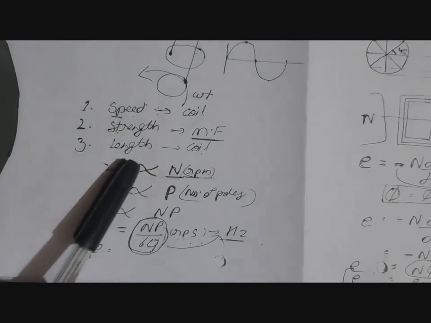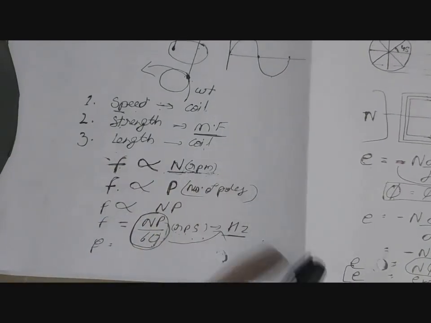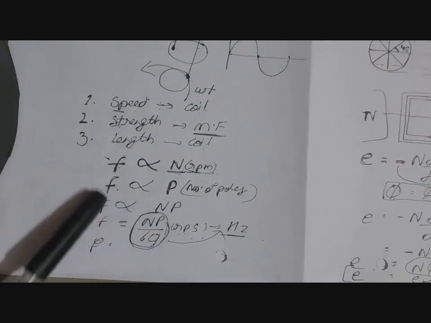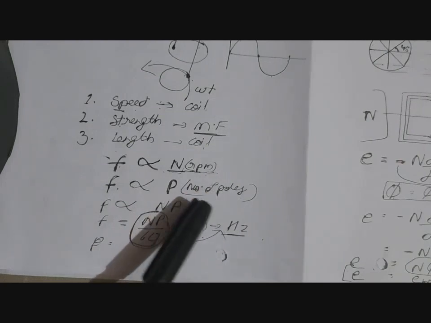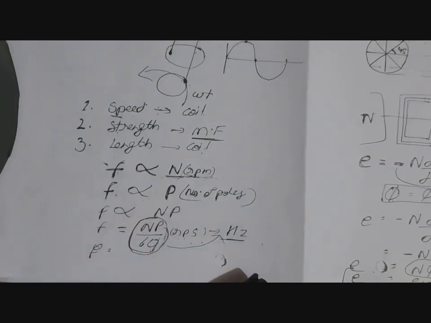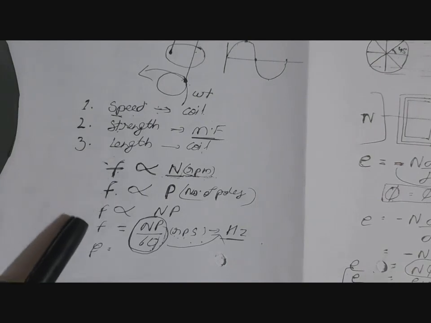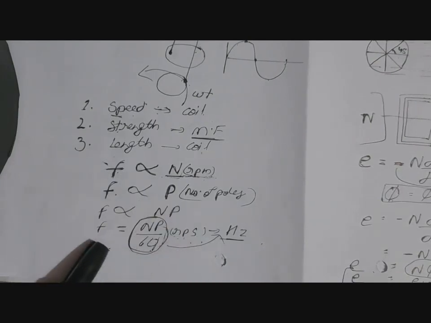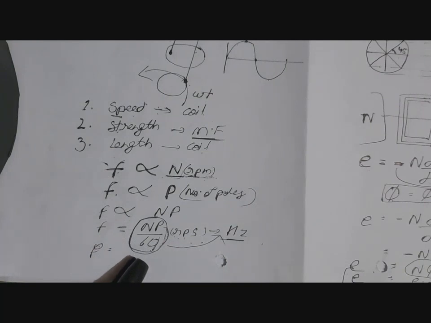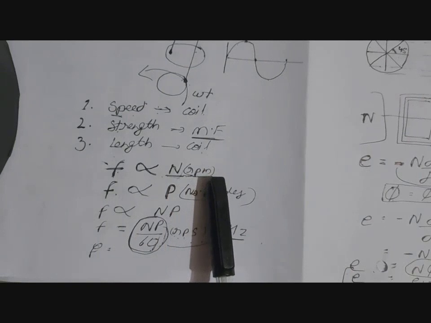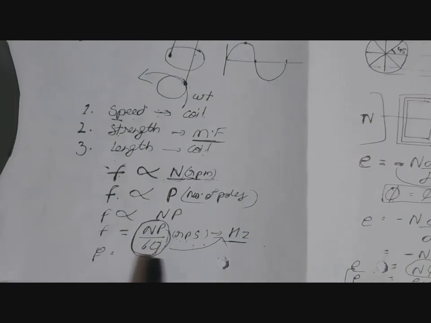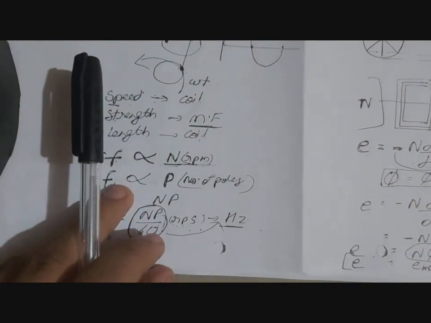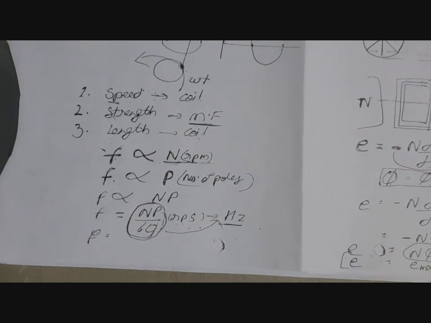So frequency is directly proportional to N, meaning rotations per minute. And also f is directly proportional to P, where P is the number of poles. If there are more poles, then more cycles are generated. With these two, f is directly proportional to NP. f is equal to NP by 60, where this 60 is for seconds, since N is in RPM, rotations per minute, and here we want rotations per second, so we divide by 60. The unit of frequency is Hertz.